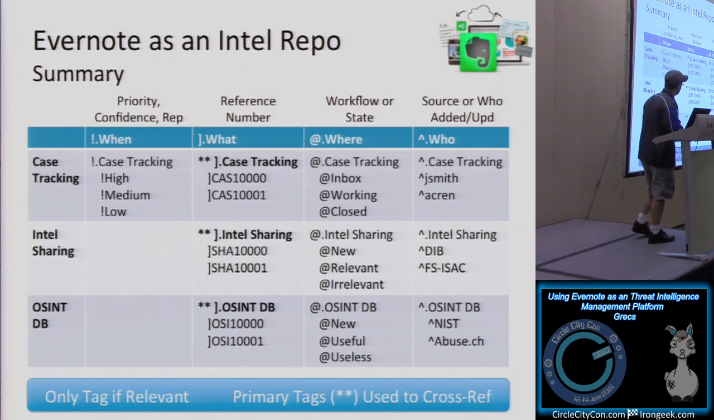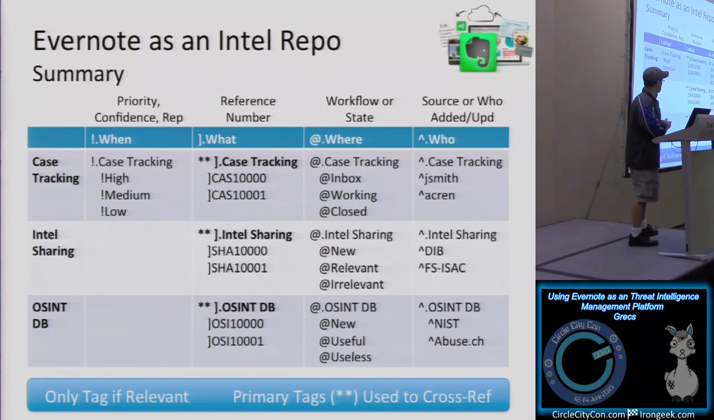And then with the who, with the case tracking, that could be who worked on it, whether they opened it, were assigned it, whatever. So you can see who worked on a particular case. And in the note, you could come up with a structure where whenever you update it, you always put the date and your name, so that you can see what each person did. For intel sharing, like I showed, you could look at the source that it's coming from, whether it's the DIB or the FSI stack in this case. And for the OSINT DB, you could basically document who it came from. In this case, I just gave examples of NIST and abuse.ch.